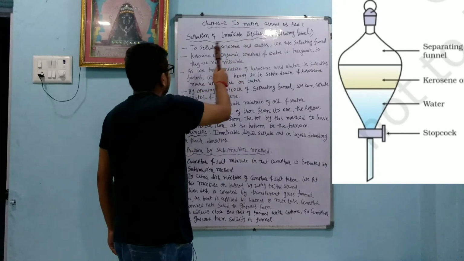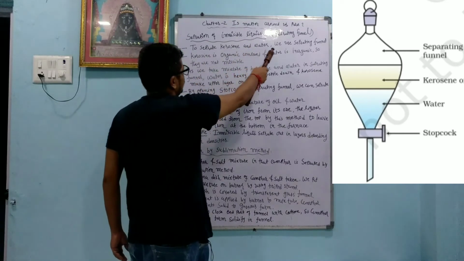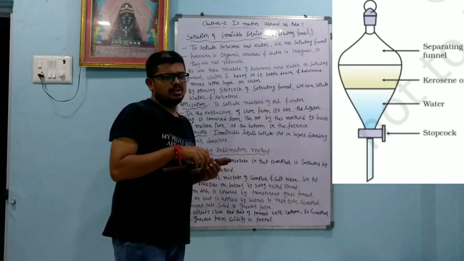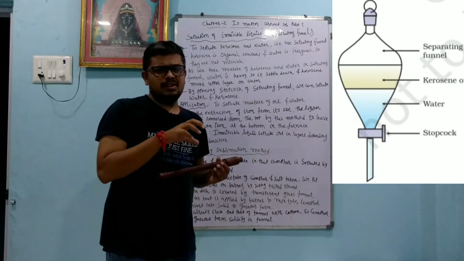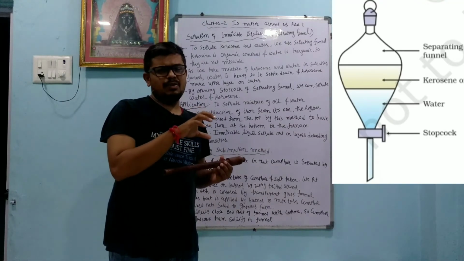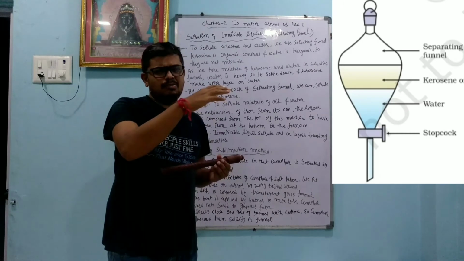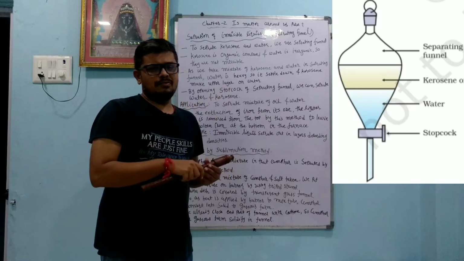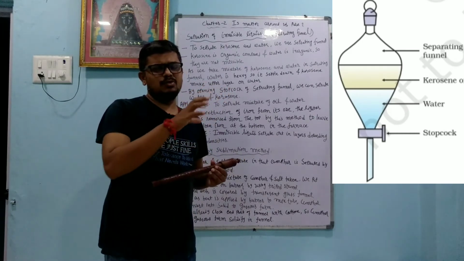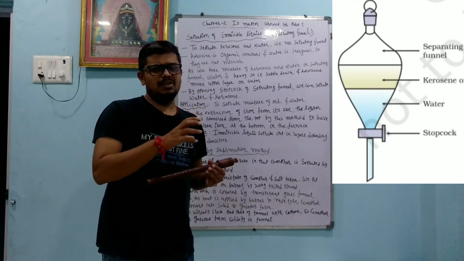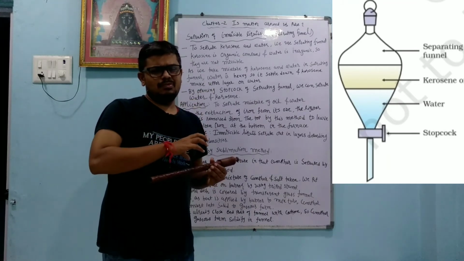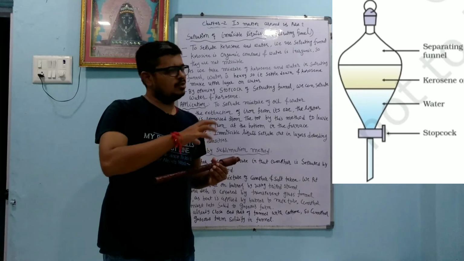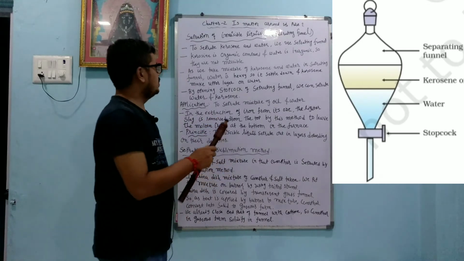Separation of immiscible liquids. To separate kerosene and water, we use a separating funnel. It is a special vessel, or apparatus, called the separating funnel. By that we can separate kerosene and water. It is not only kerosene and water; we can separate any two liquids which are not miscible. For that also we can use the separating funnel.